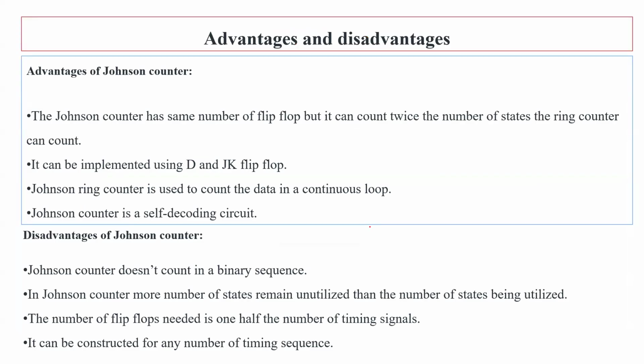What are the advantages of using this? With the same number of flip-flops, it can provide twice the number of states. It uses D flip-flops as well as JK flip-flops. It is used to count the data in a continuous loop. It is a self-decoding circuit.